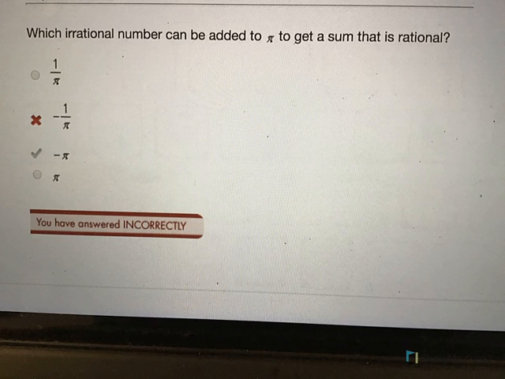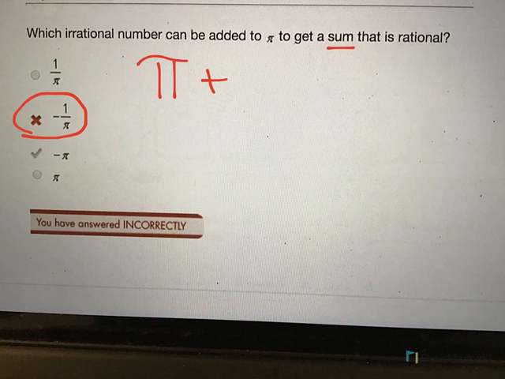Which irrational number can be added to pi to get a sum that is rational? Now this student picked this, and I definitely understand why you would. Now, if we were multiplying, that would be something different. But on this, let's look at this. Pi and sum means, okay, I'm adding something, and I need a rational number. Rational number means I can write it in the form of a over b.